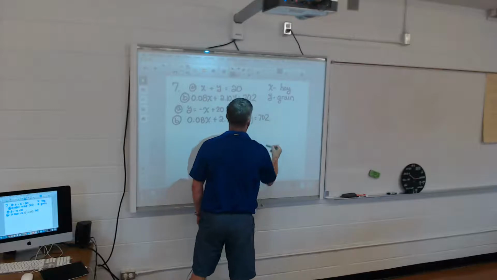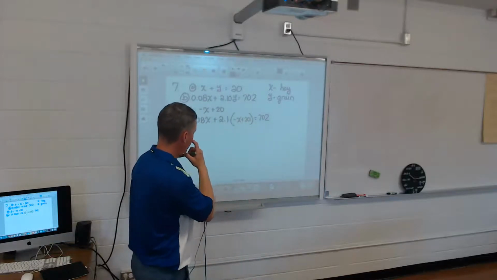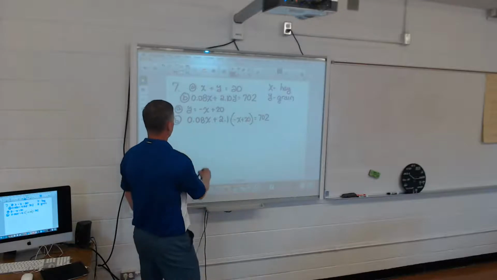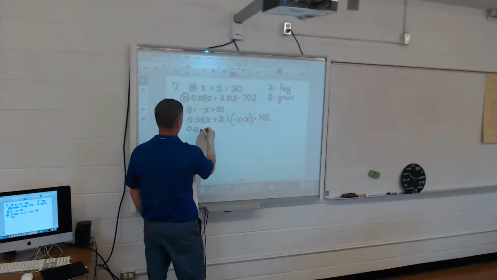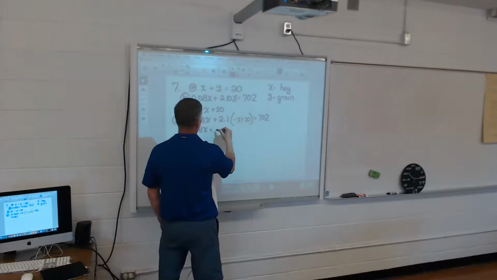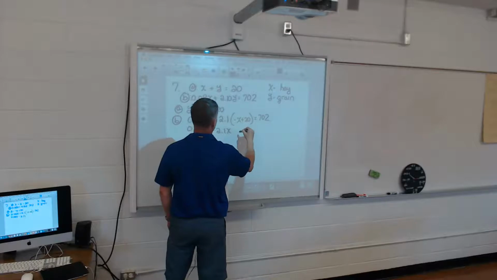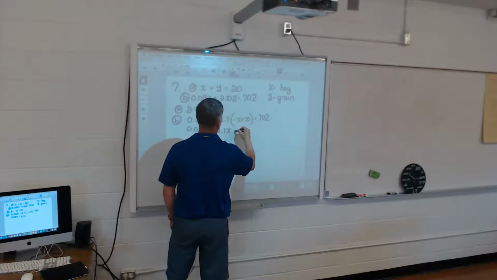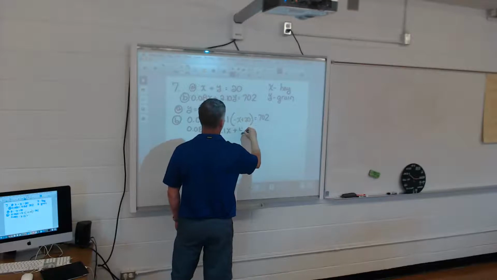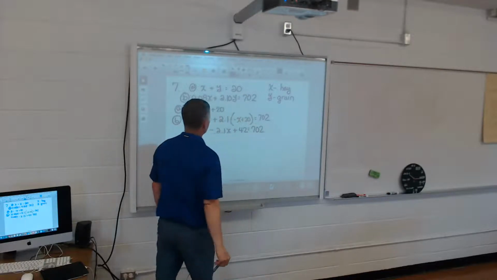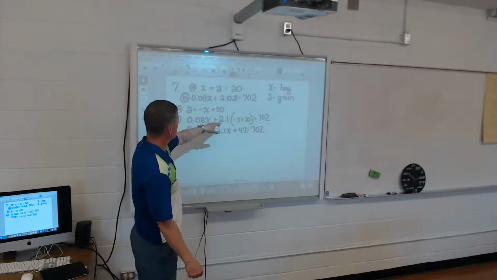Okay, there's what I have right there. Did my substitution. Simplify it now. 0.08x, plus, well, subtract 2.1x plus, what is that, 42 equals 702. Okay, so that stays the same.